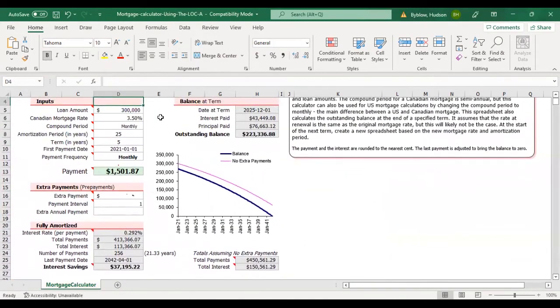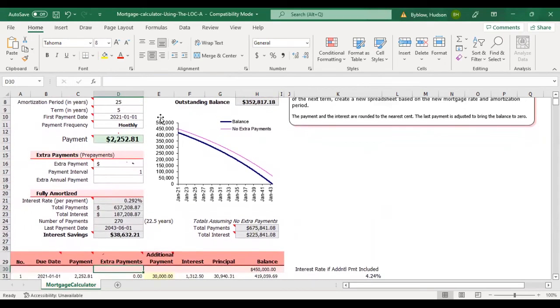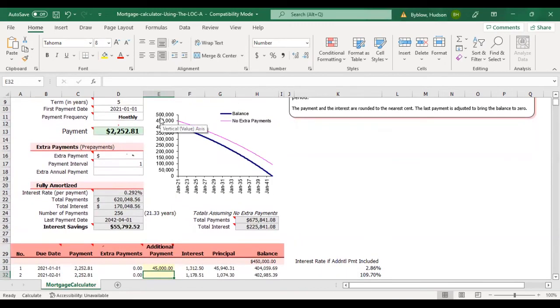What if your house was a little bigger because of inflation and your mortgage needed to be, let's say, a little bigger? So a $450,000 mortgage, and now we're going to put $45,000 on the front. Our interest is going to be $170,000. Okay, that's nice. So that's a $450,000 mortgage with $45,000 being put on day one.